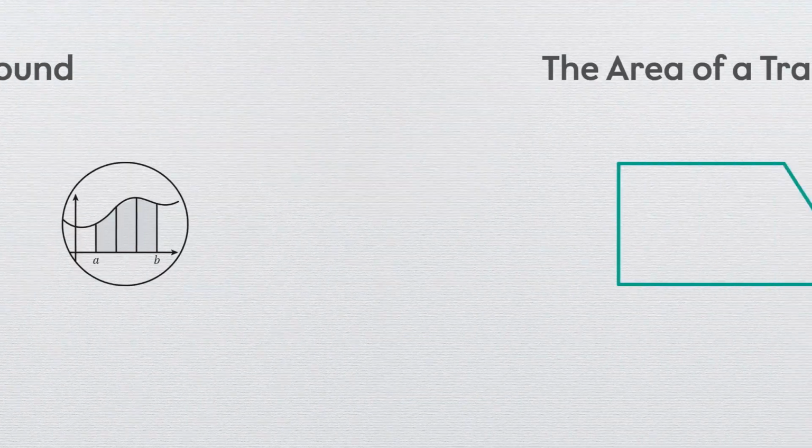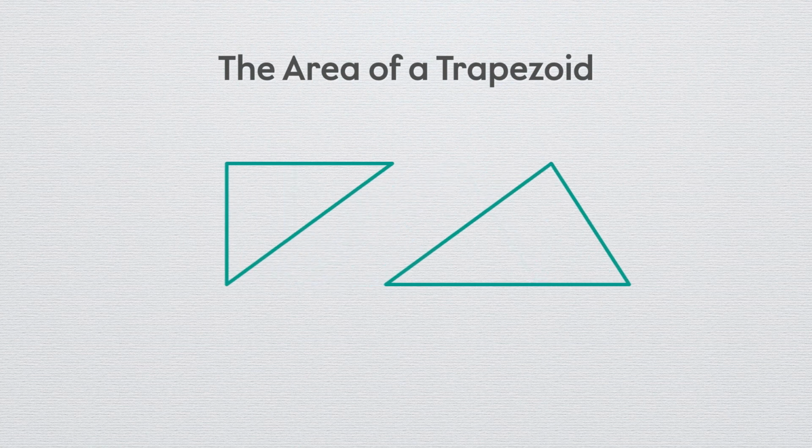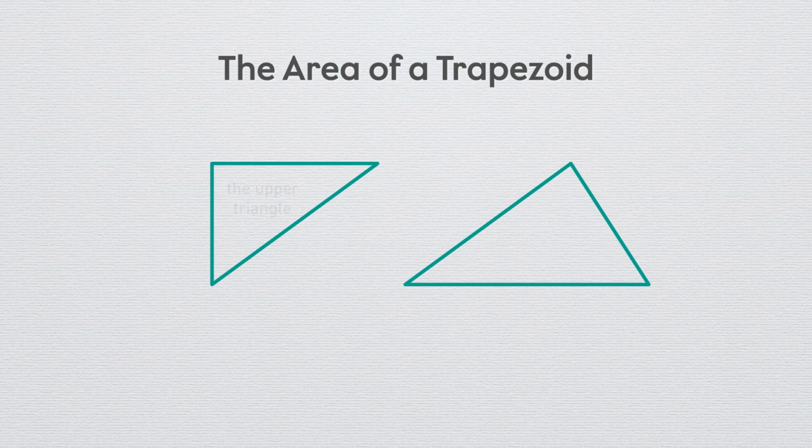Okay, first let's recall the concept of trapezoid that we learned in the geometry class. In case you already forgot, a trapezoid is actually made up of two triangles. For the sake of simplicity, let's call the first one the upper triangle and the second one the lower triangle. Each of the triangles has their own corresponding bases. Let's call them A and B. Both of them have the same height.